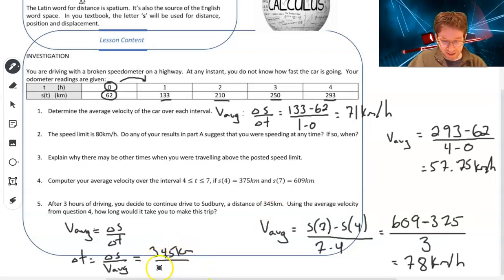And the time is 78. I'm sorry, not the time. The average velocity, which we got from part 4, is 78 kilometers per hour. So that gives us 4.42 hours, because we like to drive.